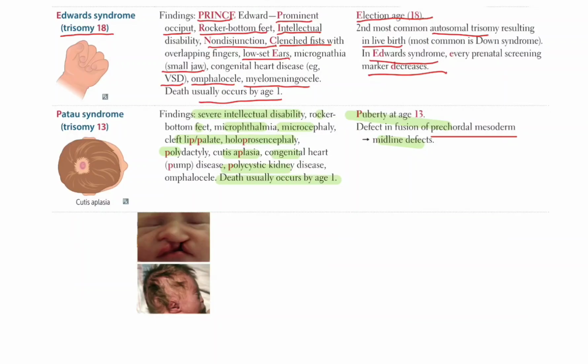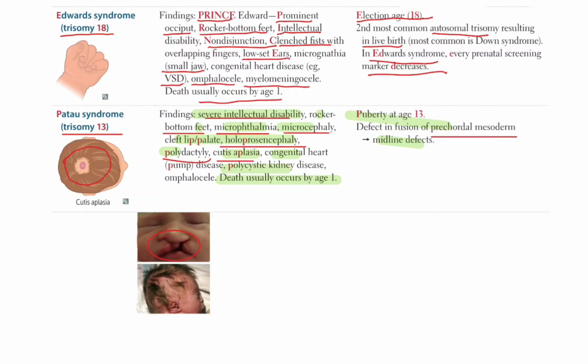Now we will discuss the Patau syndrome, that is trisomy 13. Findings in Patau syndrome are severe intellectual disability, rocker bottom feet, microphthalmia or very small eyes at birth, microcephaly or very small head, cleft lip and palate. So this is cleft lip. It is a very common sign in Patau syndrome. Holoprosencephaly is also present in Patau syndrome. Polydactyly or multiple fingers, cutis aplasia.